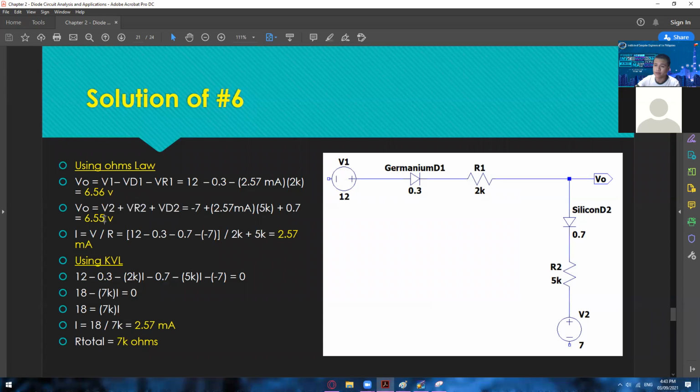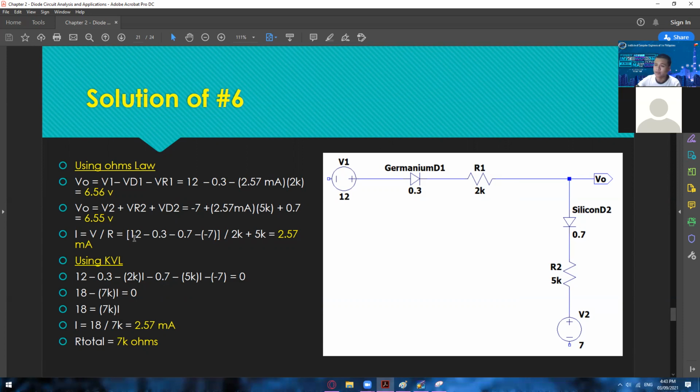So they are almost the same. Maybe they just differ when it comes to decimals, but they are super close with each other. So in the end, they will give you the same result, or the same answer.